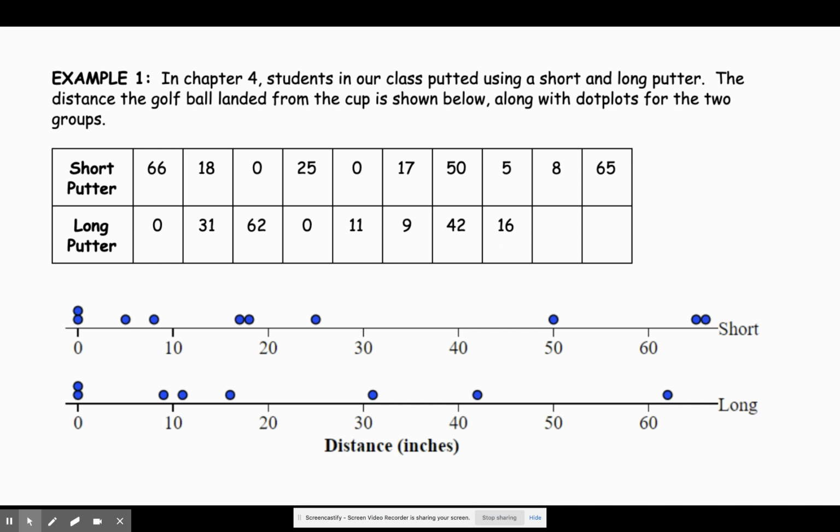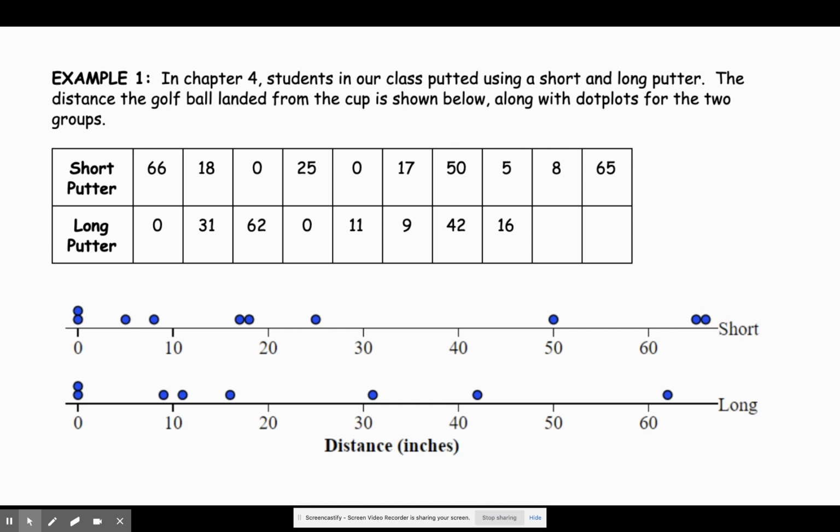We're going to use the data that we collected in chapter 4 when we went down to the golf room and we tried out the two different types of putters. So we have the data here for the long and the short putter, and I also gave you a dot plot to look at. And just based on initial results, it might look a little bit like the long putter performed better.